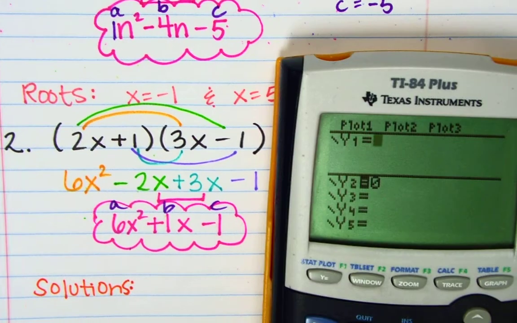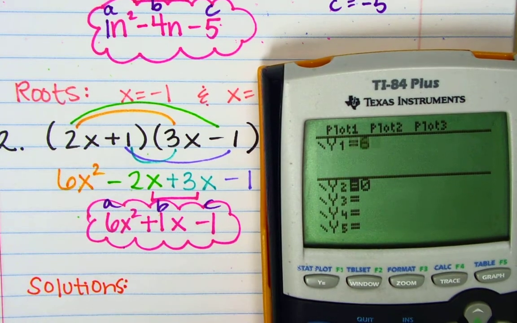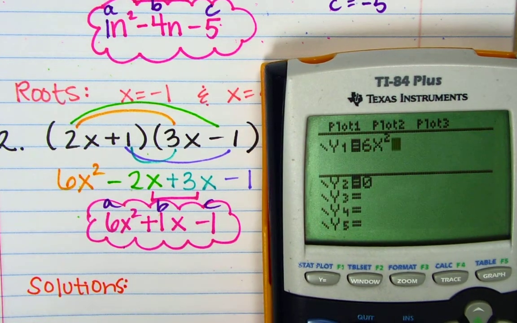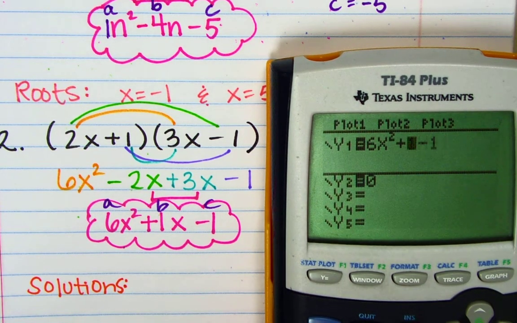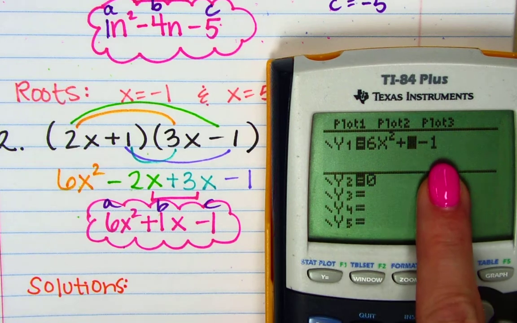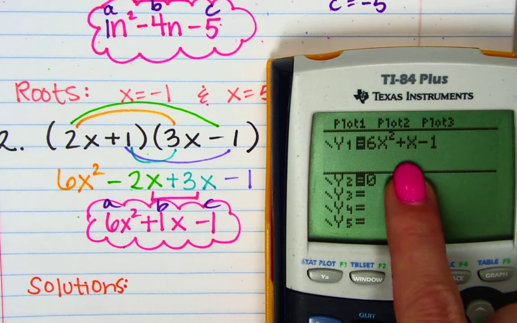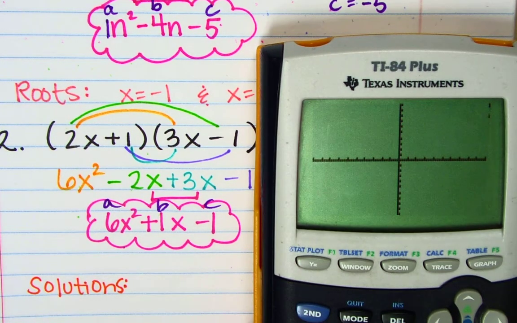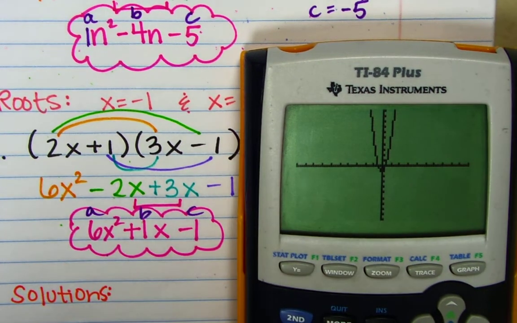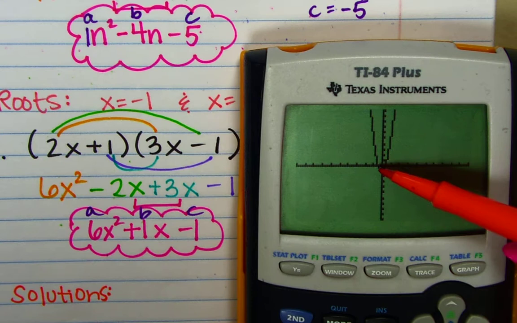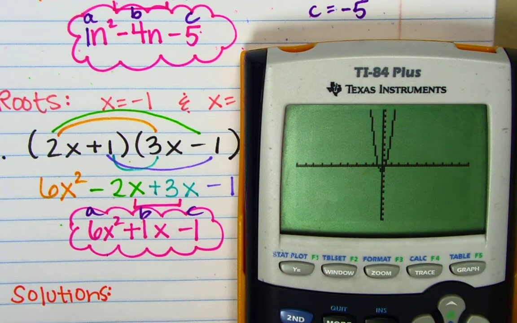So let's go here. 6x squared plus 1x minus 1. They might not even put the 1 there. They might just put 6x squared plus x minus 1. You got to know that's a 1. And then graph it. I can see it crosses the x-axis 2 times, 1 time right there, 1 time right there. It's really close. It barely crosses 2 times, but it does.